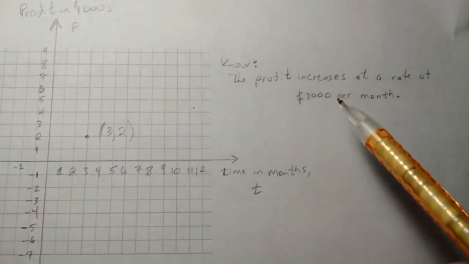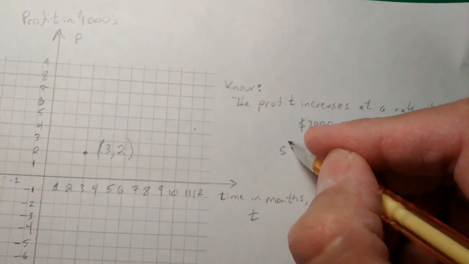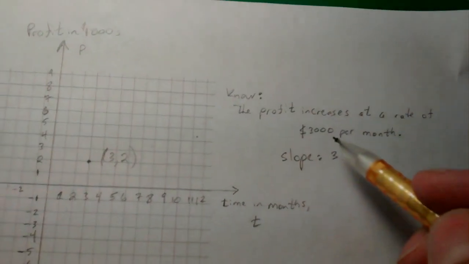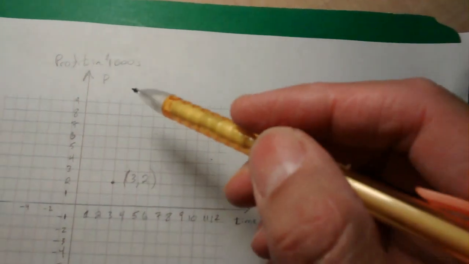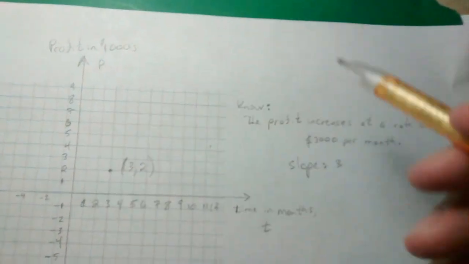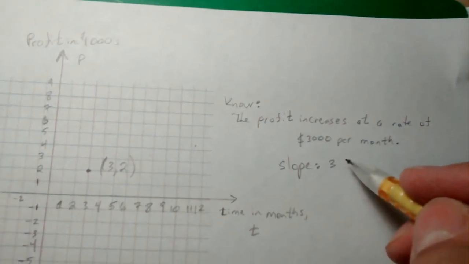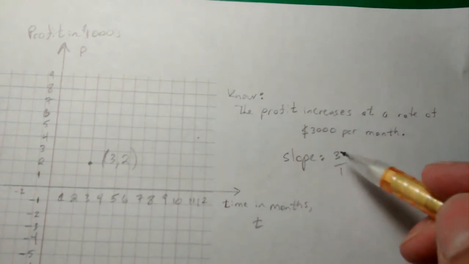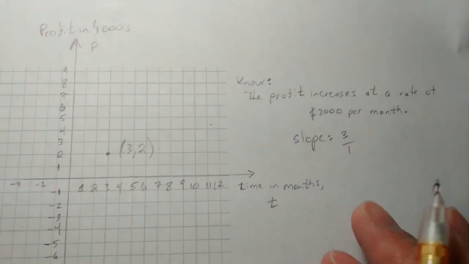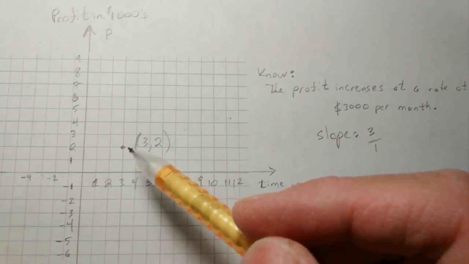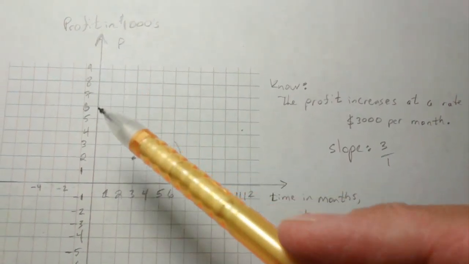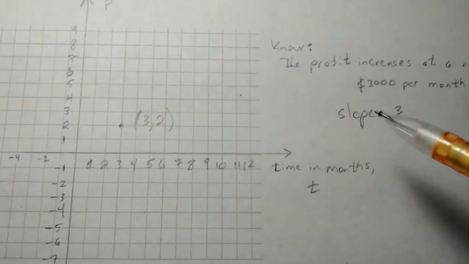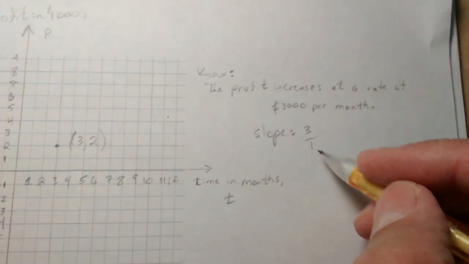So here's what we know. This rate here, hopefully you can equate that the rate is the slope of 3, in terms of our output axis, which really means $3,000 for every month. So you can call the slope 3 over 1. And so how would we find the line, and then how would we find where the line crosses our vertical axis? So here's how you can use the slope of 3 over 1.